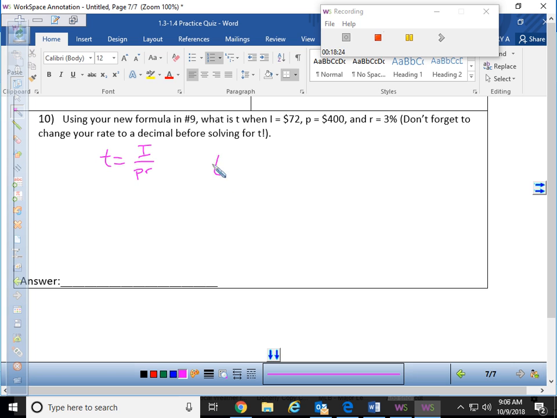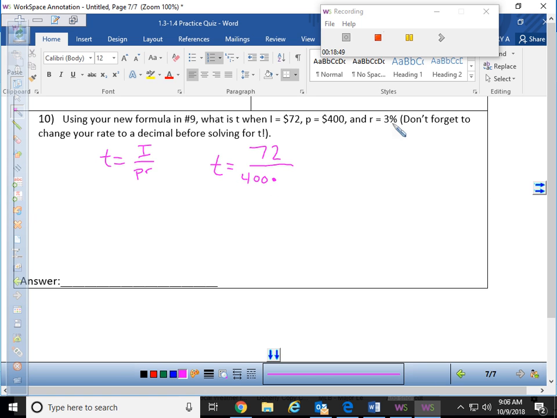So now I got t is equal to, well, what's I? They say I is $72. So I actually stands for interest. This is a money type of thing here. So I'm going to put $72 on top, the interest. Okay, what's P? Well, P is 400. So I'm going to put 400 on the bottom, but I'm going to multiply that by R.